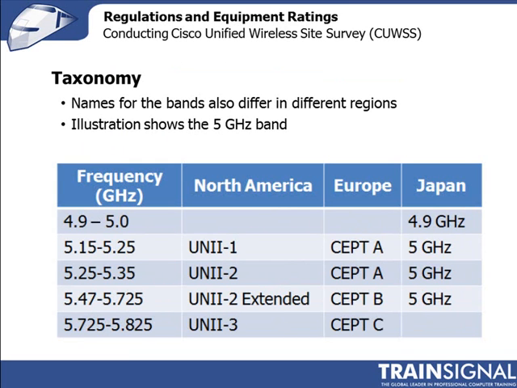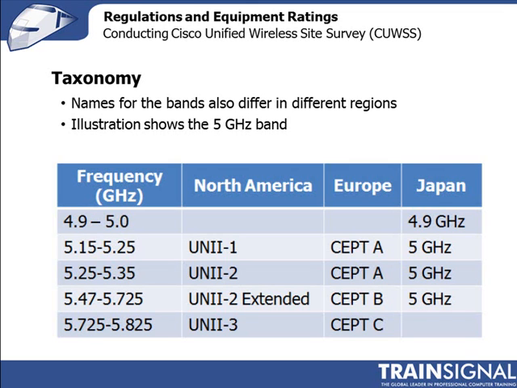Names for the frequency bands also differ in different regions of the world. And here's an illustration in this table. In Japan, for instance, years ago for Wi-Fi, they just deployed it in the 5.18 to 5.32. And then a few years ago, they released more spectrum. So they call the older frequencies just the 5 gigahertz band, and the newer frequencies, the 5.47 to 5.725, the new 5 gigahertz band.